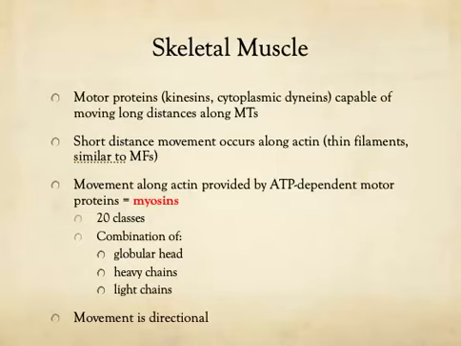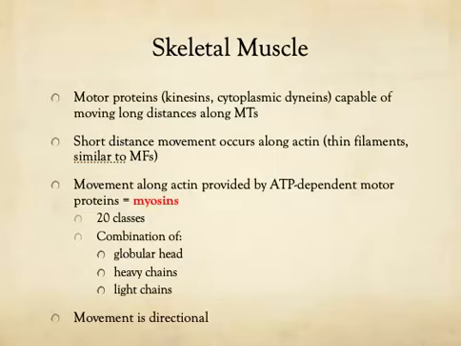Now we're going to switch gears and talk about a different kind of movement. It's a movement along a much shorter distance. It's a movement along not microtubules, but instead along actin that has been arranged into what's called a thin filament. Thin filaments are analogous to the microfilaments that we talked about in our discussion of the cytoskeleton. The type of motor protein that performs this type of short distance movement is called myosin.